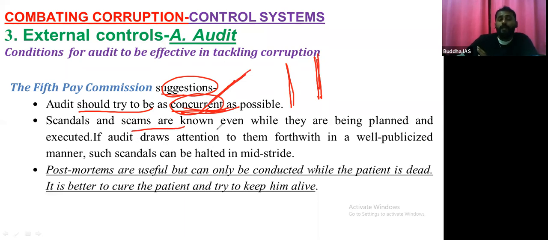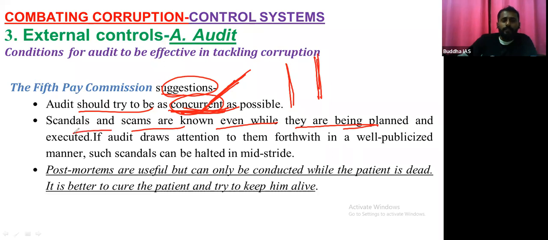Scandals and scams are known even while they are being planted. So when the audit is concurrent, when the audit is going along with the act, generally we'll come to know if something is fishy, something is wrong. We'll come to know the things beforehand.